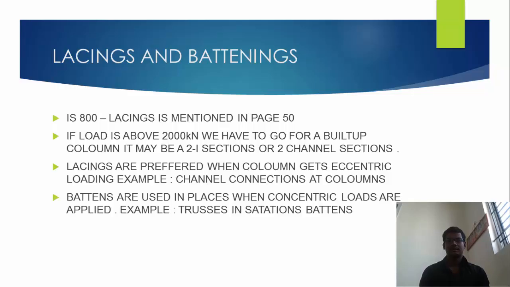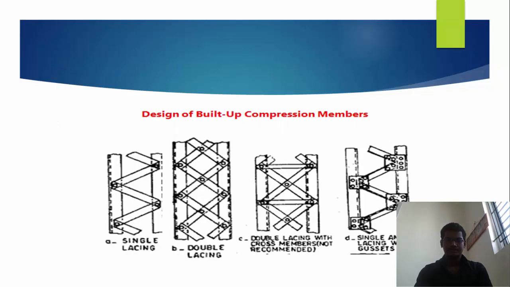Lacings are preferred when a column gets eccentric loading. Eccentric loading is nothing but the loading is applied at a distance from the CG, like a channel section connected at columns. Battens are used when concentric loads are applied on the CG, like trusses in stations.